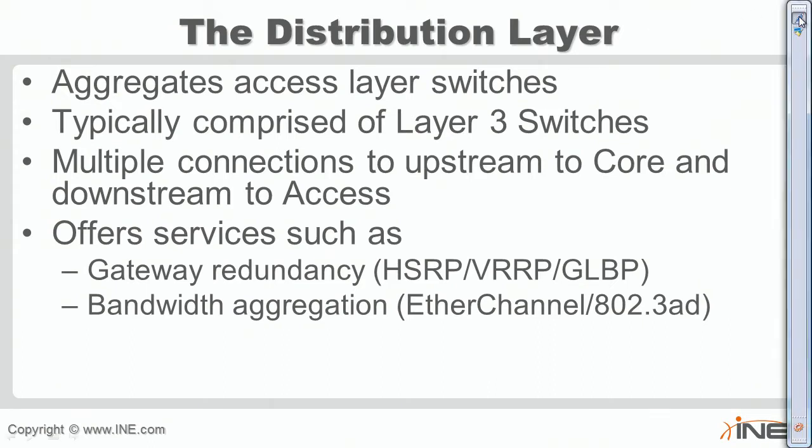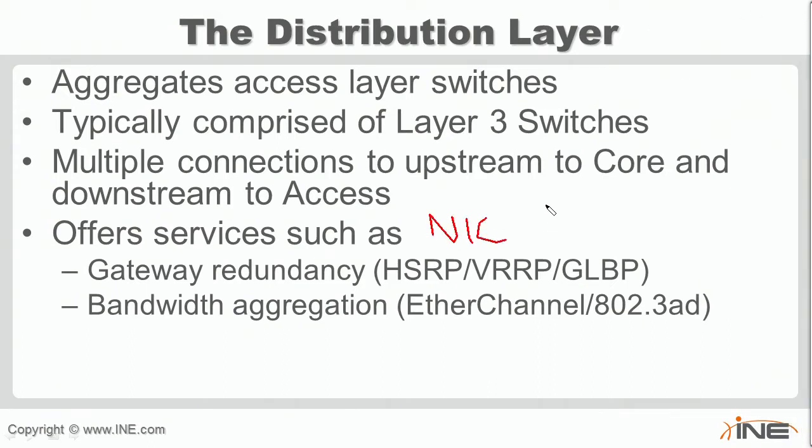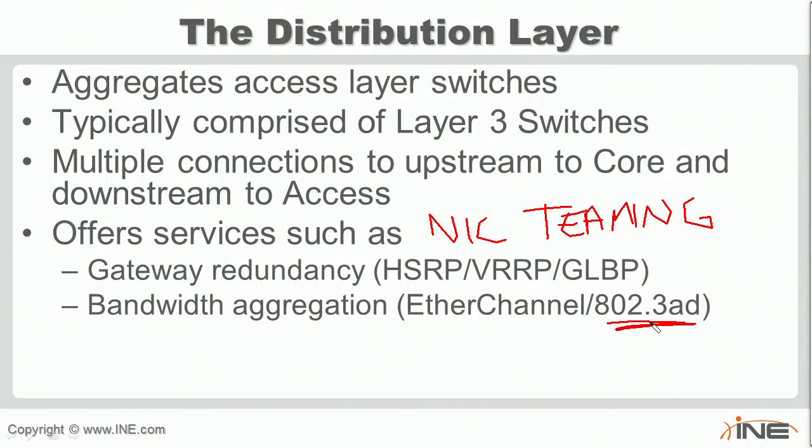Some vendors also call this NIC teaming, where your end servers could also run this, like your VMware machines or your Windows or Linux boxes. When they attach to the network, they could have multiple physical links, but they combine them together to look like one logical circuit. And this is the advantage of 802.3ad: it's an open standard that anybody can implement if they want to.